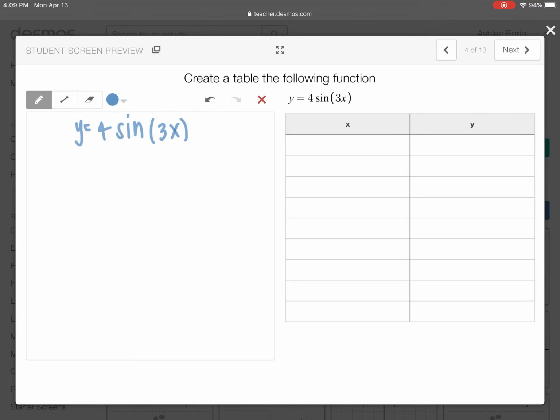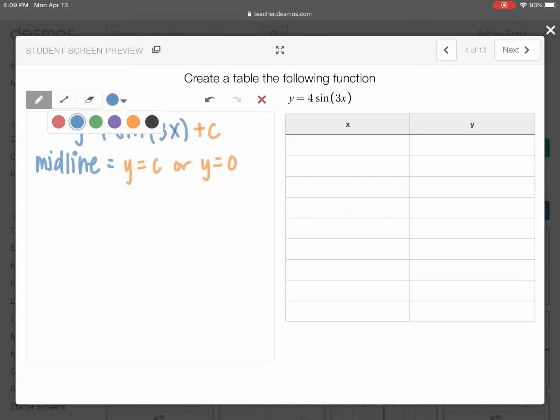So we know our midline is this c value here. So notice we don't have a c value. So if there's no c value, your midline is going to be y equals c, or in this case, y equals 0. All right, that's your midline.